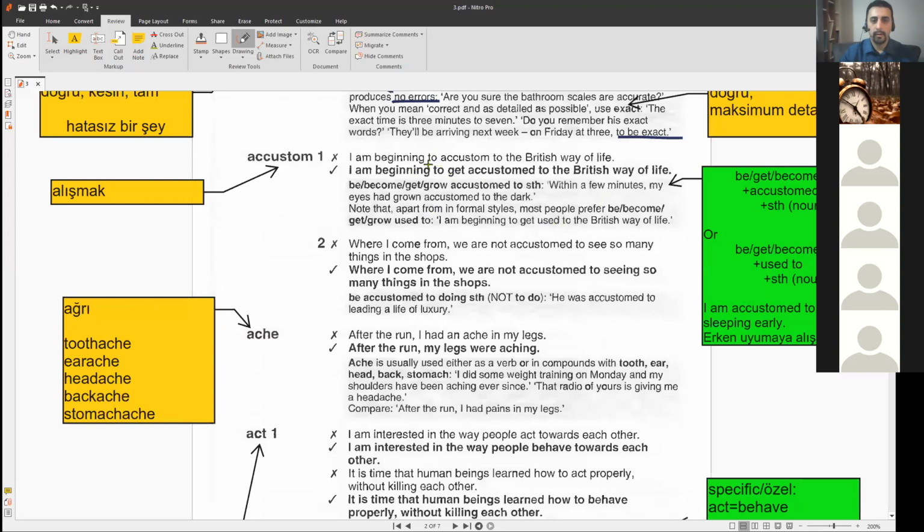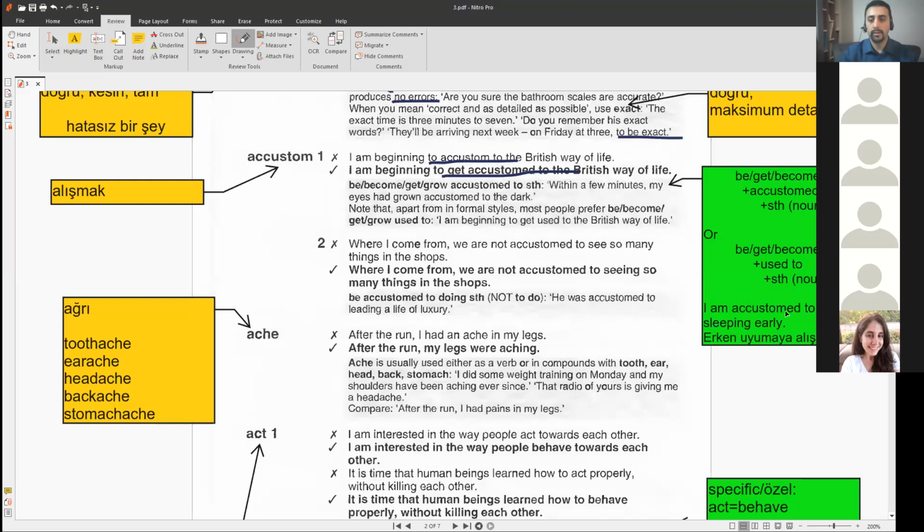Okay, so beginning to accustom to is wrong. Beginning to get accustomed to. So what is the story of accustom? As you see here, we have the green part, which has the form or pattern of this one: be, get, become, or grow plus accustomed to plus something. Or they are the same: be, get, become, grow used to something.